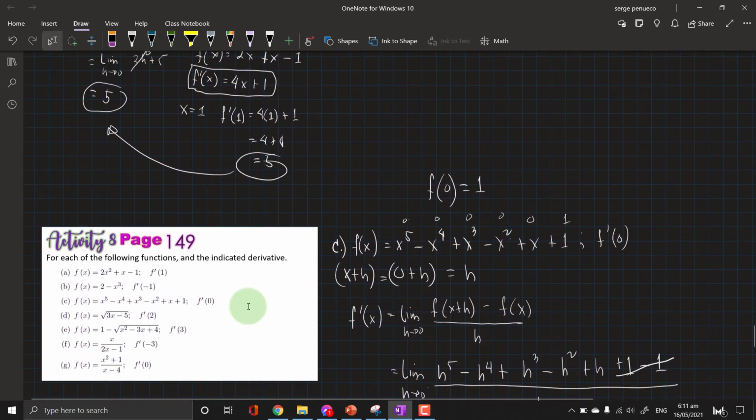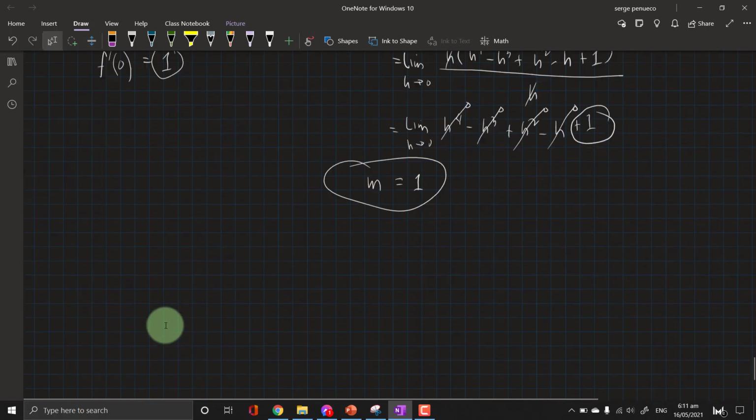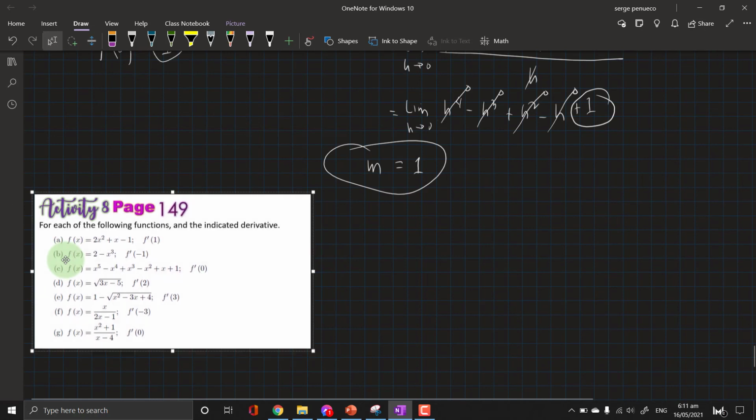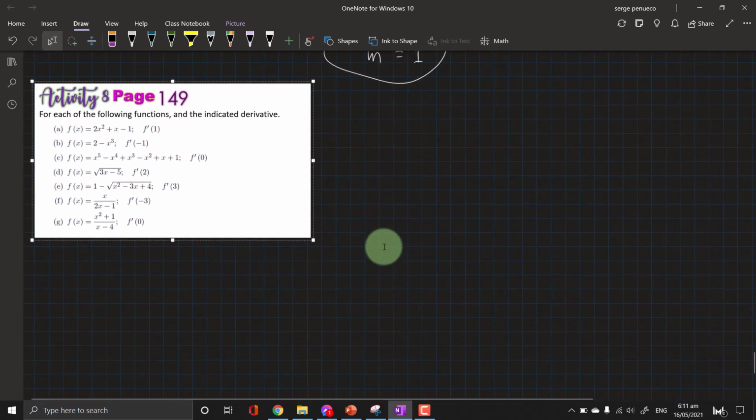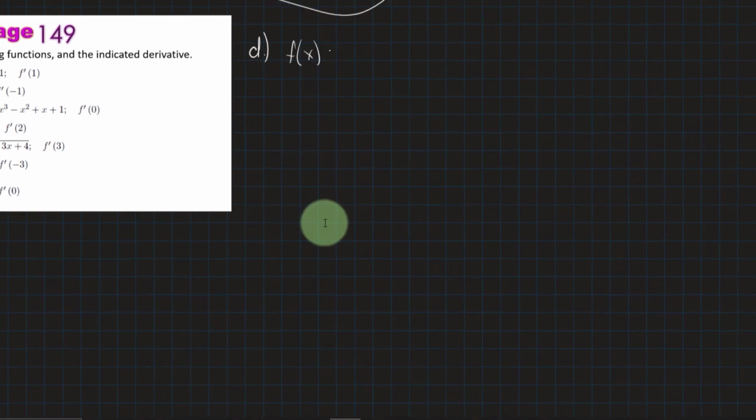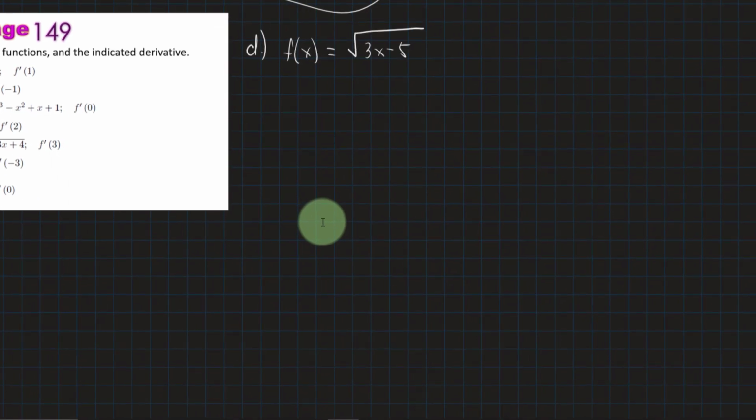Okay? So, let us have letter D. Letter D is f of x equals the square root of 3x minus 5. And kunin natin yung f prime of 2. Okay? So, in this case, kunin muna natin yung f of 2, kasi kailangan natin siya mamaya. F of 2 here is square root of 3 times 2 minus 5, is equal to square root of 6 minus 5, is equal to square root of 1, is equal to 1.